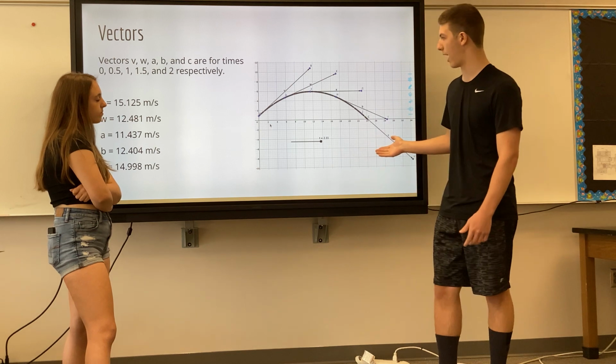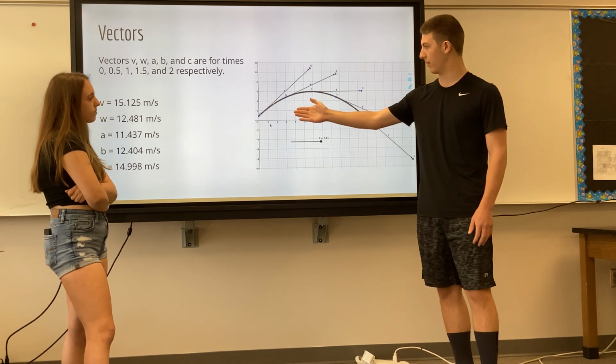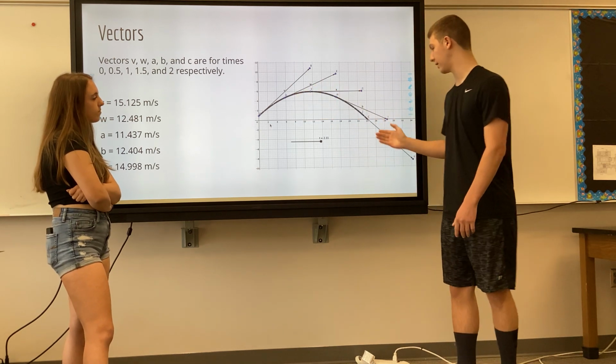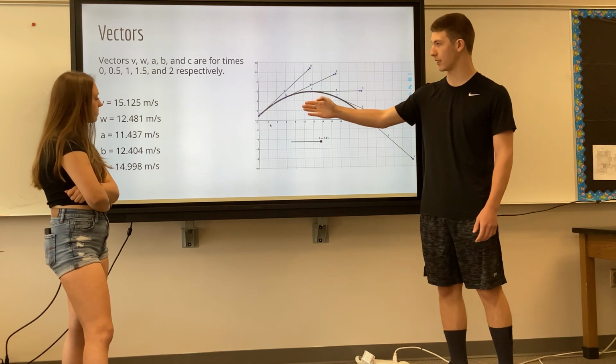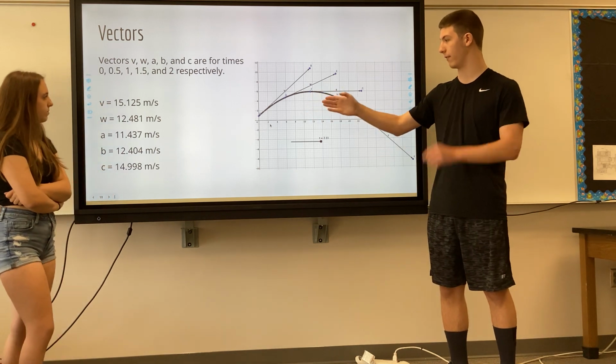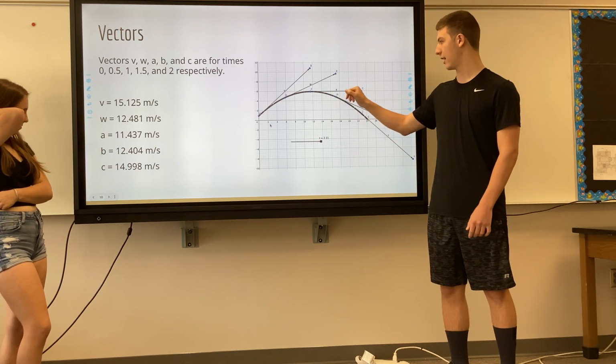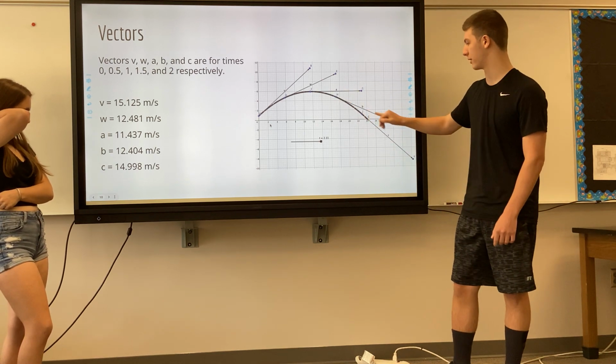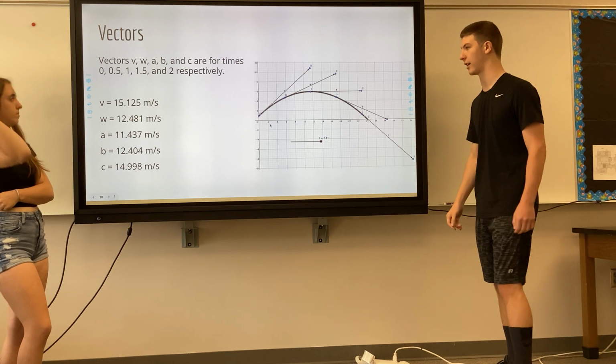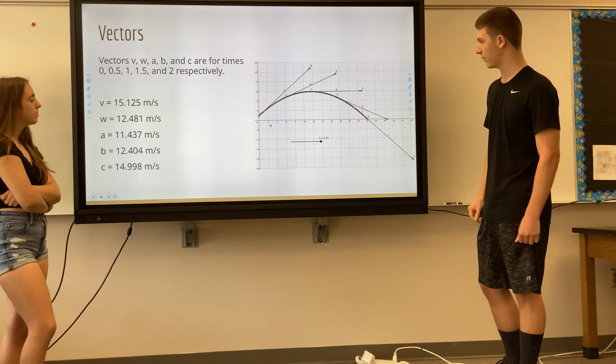So here I've demonstrated just 5 of those points. Vector V, W, A, B, and C. V is from point 0, so the very initial hit of the ball. W is after half a second, A is after 1 whole second, B is after 1.5 seconds, and C is at 2 seconds just before it hits the ground.